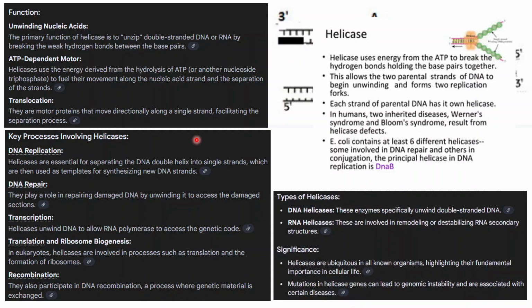Okay. Types of helicases: we have DNA helicases. This enzyme specifically unwinds double-stranded DNA. We have RNA helicases also. They are involved in remodeling and destabilizing RNA secondary structures. Significance: helicases are ubiquitous in all known organisms, highlighting their fundamental importance in cellular life. Mutations in helicase genes can lead to genomic instability and are associated with certain diseases. Okay. So this is all about helicase, which is a very crucial enzyme in the central dogma, specifically for DNA replication and also for RNA secondary structure stabilization.